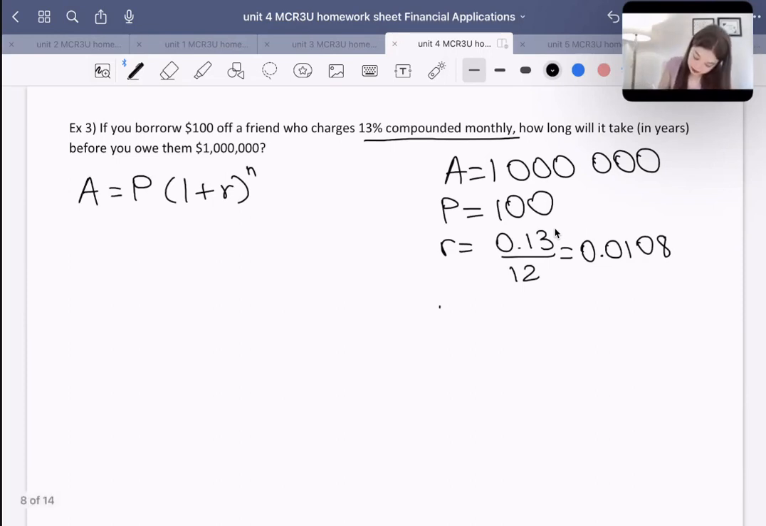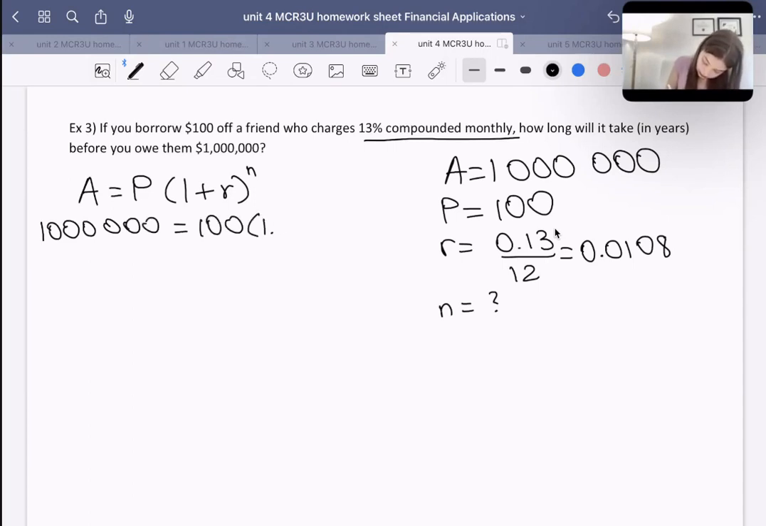And then we also have n, which is the number of compounding periods, and that's what we're trying to figure out. Because if we know the number of compounding periods, we know the number of months that we borrowed this money for. And if we know the number of months, we can very easily figure out the number of years that many months is equal to. So let's plug this in and figure it out. So 1 million equals 100 times 1.0108 to the power of n. That means that 10,000 is equal to 1.0108 to the power of n.